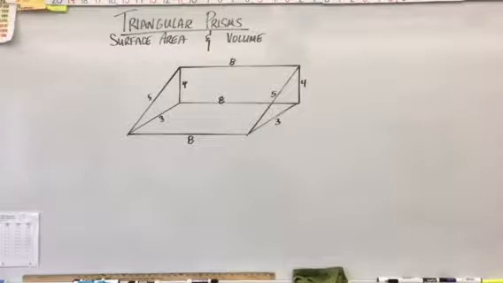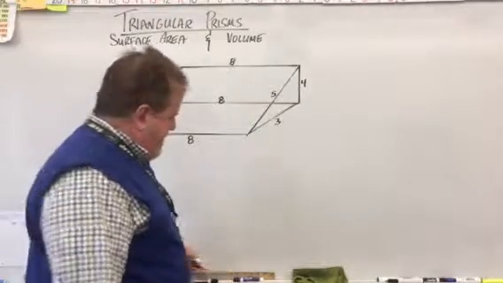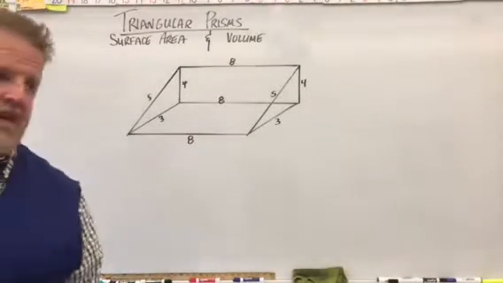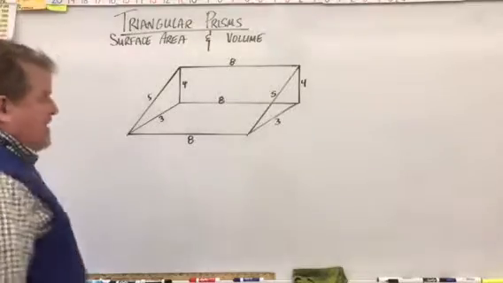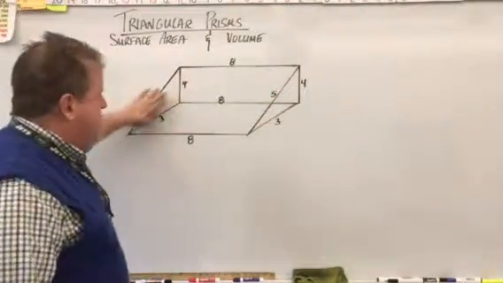Okay, so if you're getting this video, that means you need a little bit of extra help with learning how to find the surface area and volume of a triangular prism. The first thing you want to ask yourself when you're looking at a triangular prism is, what kind of triangles do I have for the ends of my prism?